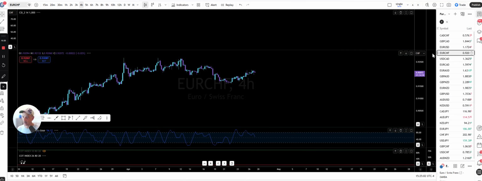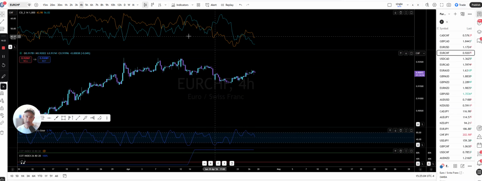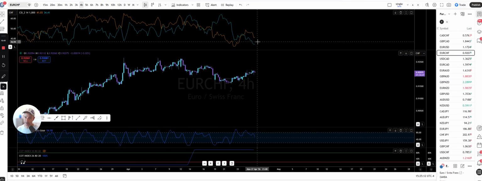All right, Euro Swiss. Again, 4 hour chart. I took this long. It's not looking all that great right now. It looked fine when I took it. It looked like we were going to go up. We now have both lines pointing down, which is not really a good sign. So I may end up just closing Euro Swiss. And if I do, this is probably one I'm going to take off my list.